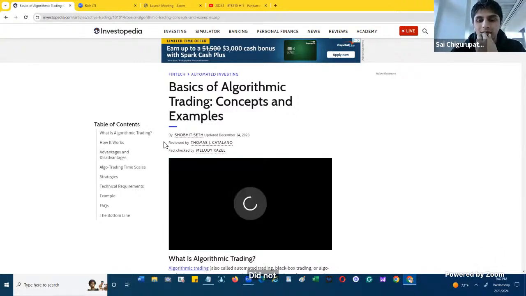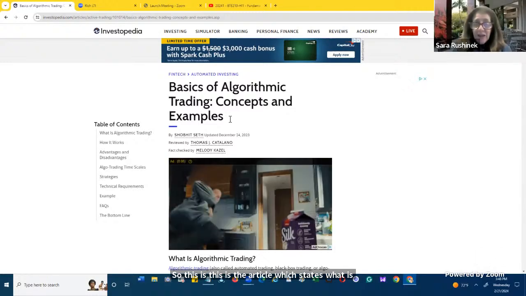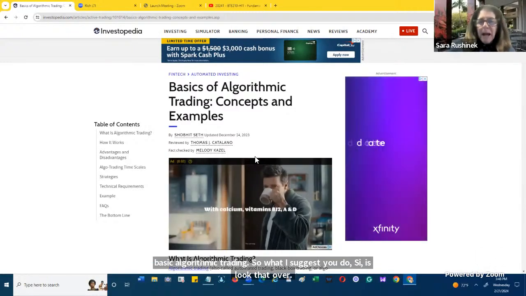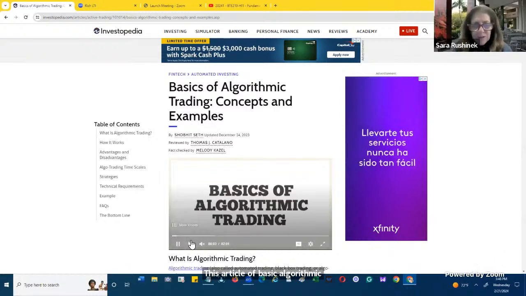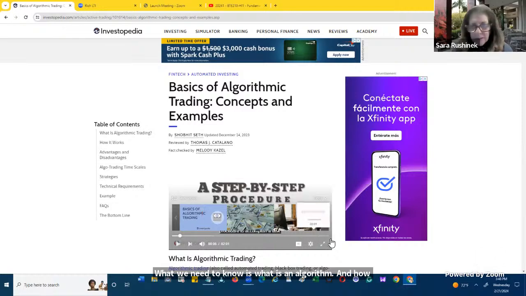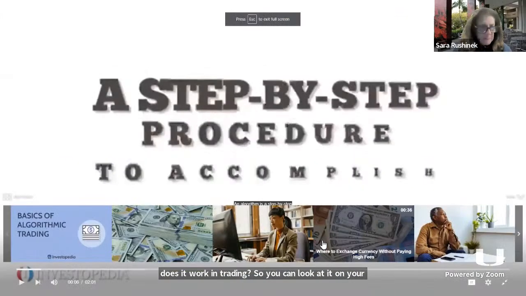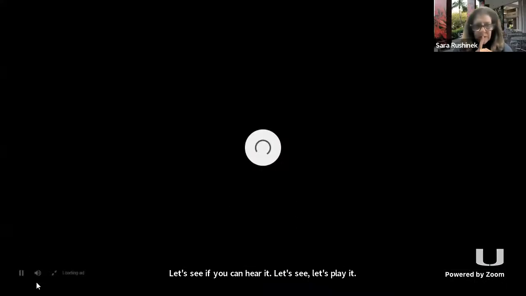So this is the article which states what is basic algorithmic trading. What I suggest you do is look that over. In this case, what we need to know is what is an algorithm and how does it work in trading. So you can look at it on your own, but let's see what it says here. Let's see if you can hear it. Let's play it, and see if it'll even work.